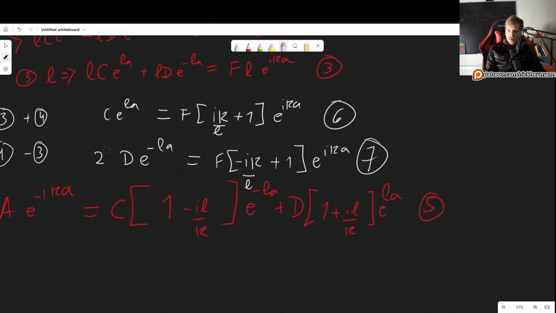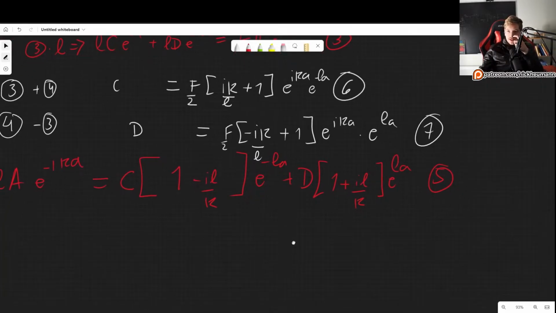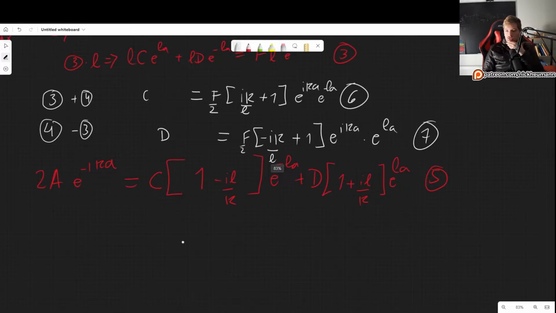So we can divide by 2. So we get F over 2. And then we multiply by e to the minus LA. So e to the minus LA. And there we go. And similarly here, we divide by 2. And then we multiply by e to the LA. So times e to the LA. Okay, and now we can plug in C and D into equation 5.